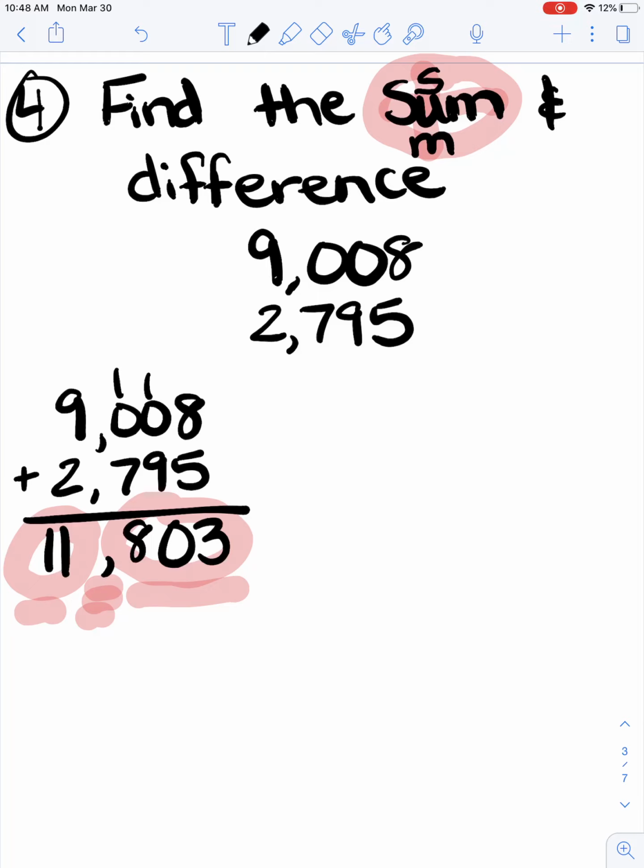Okay, now we're going to subtract. We always need to make sure that when we subtract, our largest number is on top.